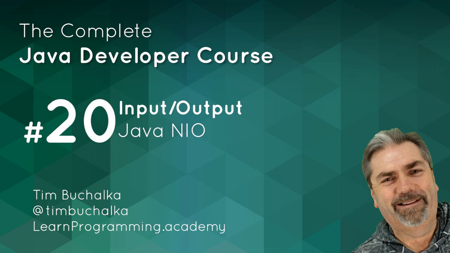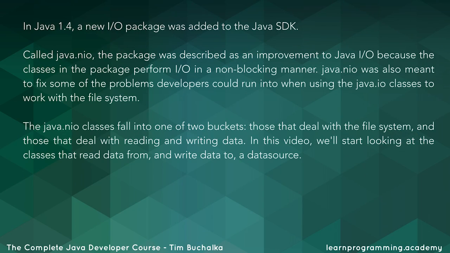In Java 1.4, a new I/O package was added to the Java Software Development Kit. They called it java.nio, and the package was described back then as an improvement to Java I/O, because the classes in the package perform I/O in a non-blocking manner. Java NIO was also meant to fix some of the inherent problems developers could run into when using the java.io classes to work with the file system.